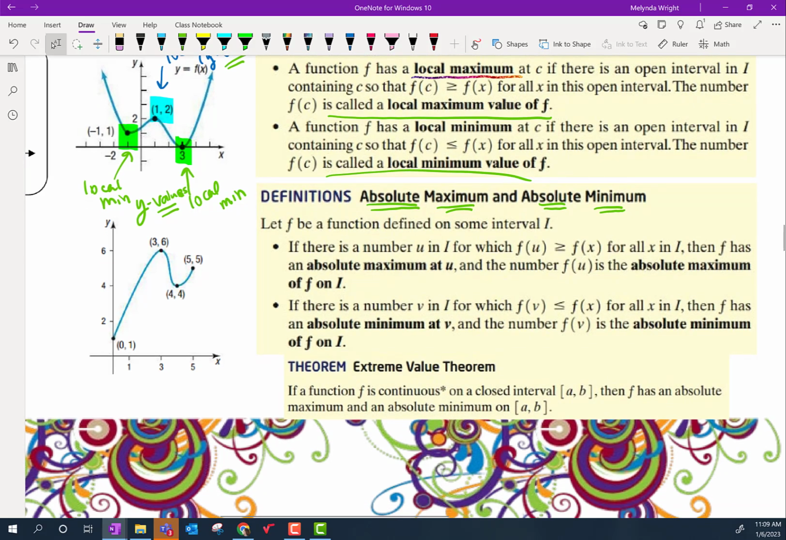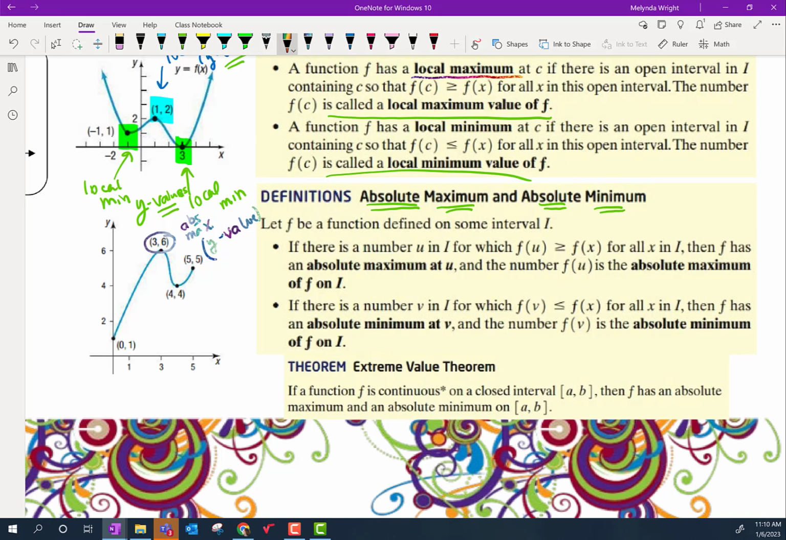This point right here is the biggest y value. This would be my absolute max, and of course it's the y value. It actually also happens to be a local maximum. That's okay. You can be an absolute max and a local max. So that location right there is also a local maximum.